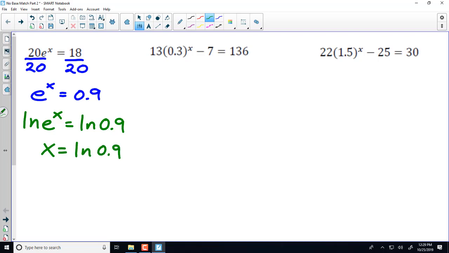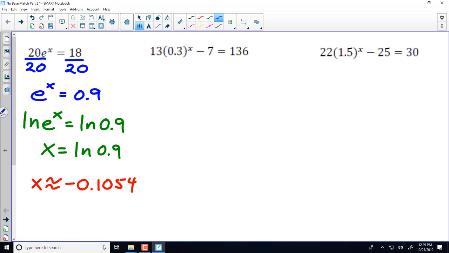That needs to be plugged into a calculator. So if you plug that into a calculator, you will get your decimal approximation for x, which is approximately equal to negative 0.1054.